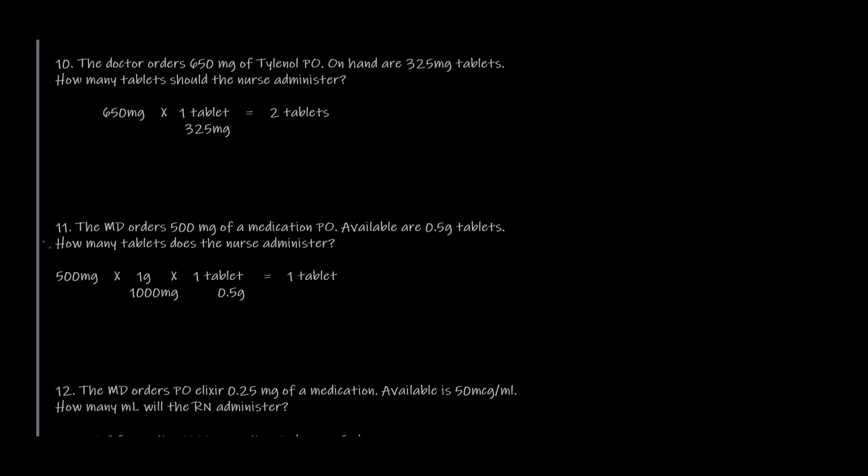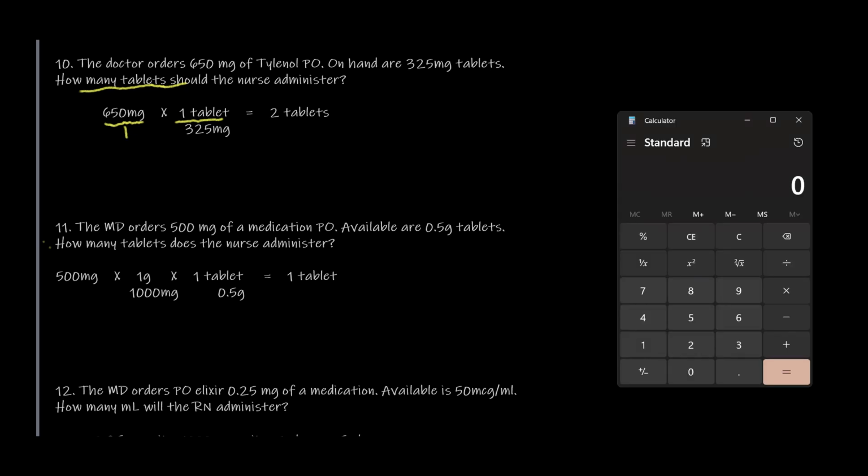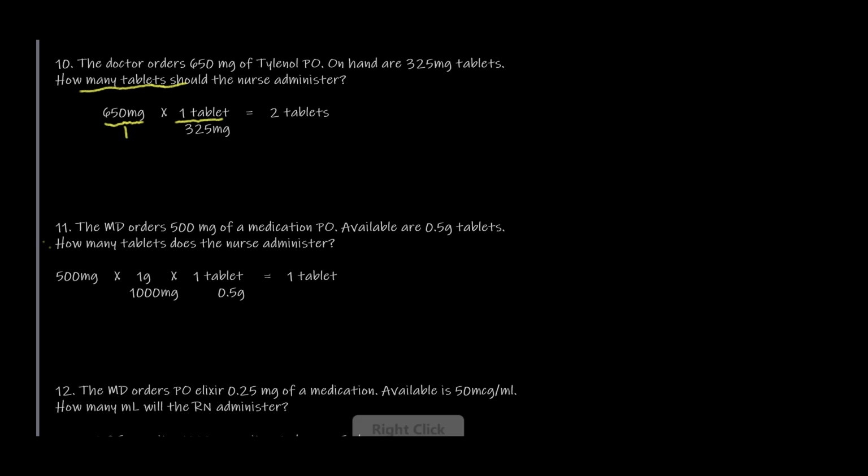Problem number 10. The doctor orders 650 milligrams of Tylenol PO. On hand are 325 milligram tablets. How many tablets should the nurse administer? I've set up the problem with the MD order, 650 milligrams times 1 tablet over 325 milligrams. Milligrams cross-cancel, we multiply and then divide. Our answer is 2 tablets.